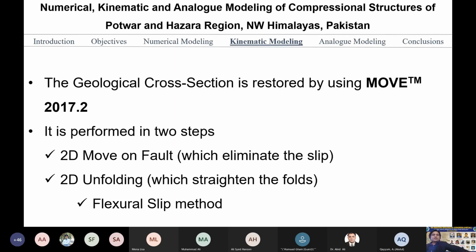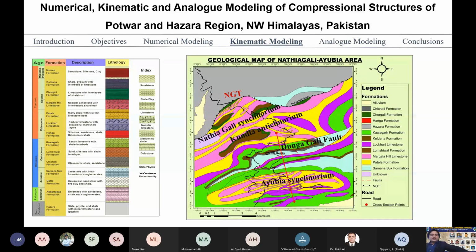For that purpose, I used the Move software, for which we have an academic license from the company Midland Valley. I performed that kinematic modeling in two steps. First, I used the move on fault module, in which I try to eliminate the slip of the fault. Then in the second case, I used the unfolding module, in which all these folds are unfolded, and then we can see a straight line or straight bed, which is used by the flexural slip method.